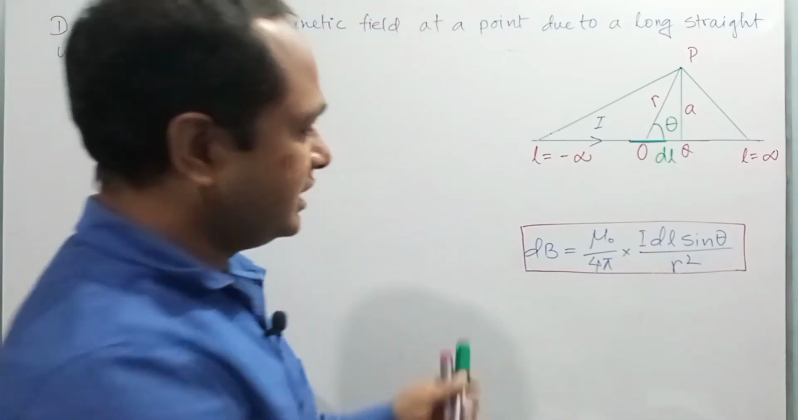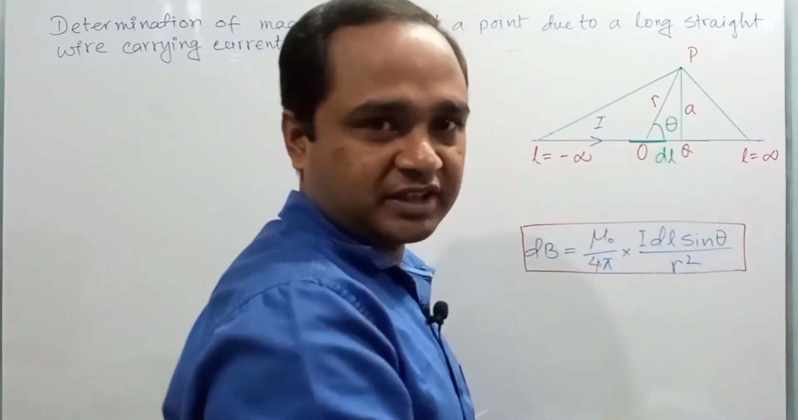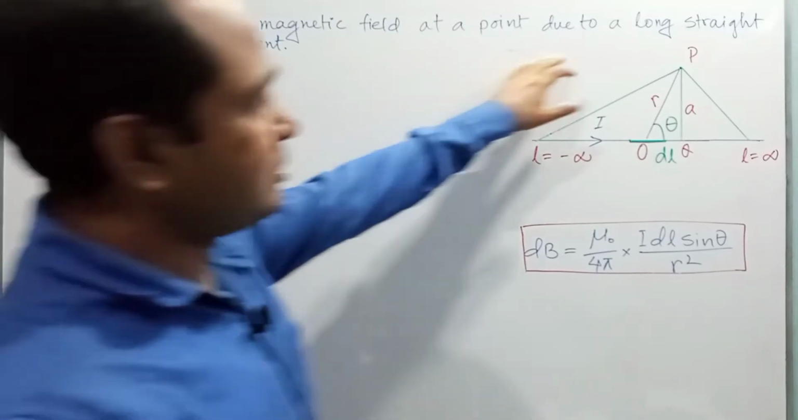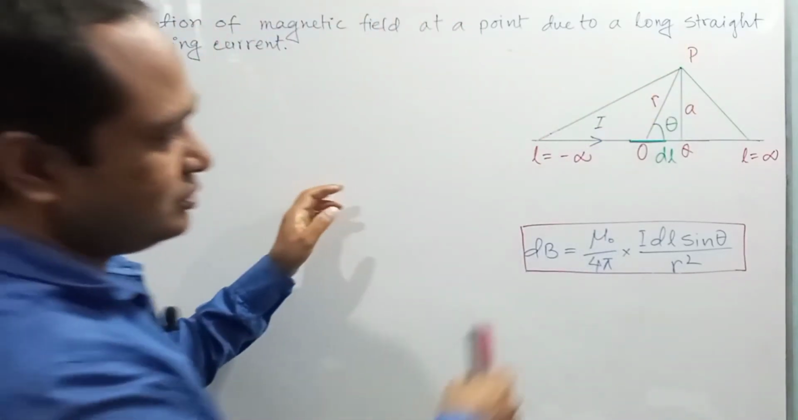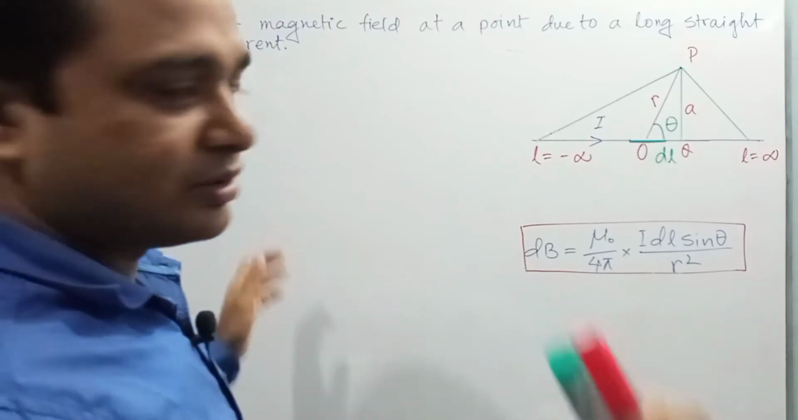Dear students, you know this magnetic field is due to a small length dl of wire, but here we have to determine the magnetic field due to a long straight wire.